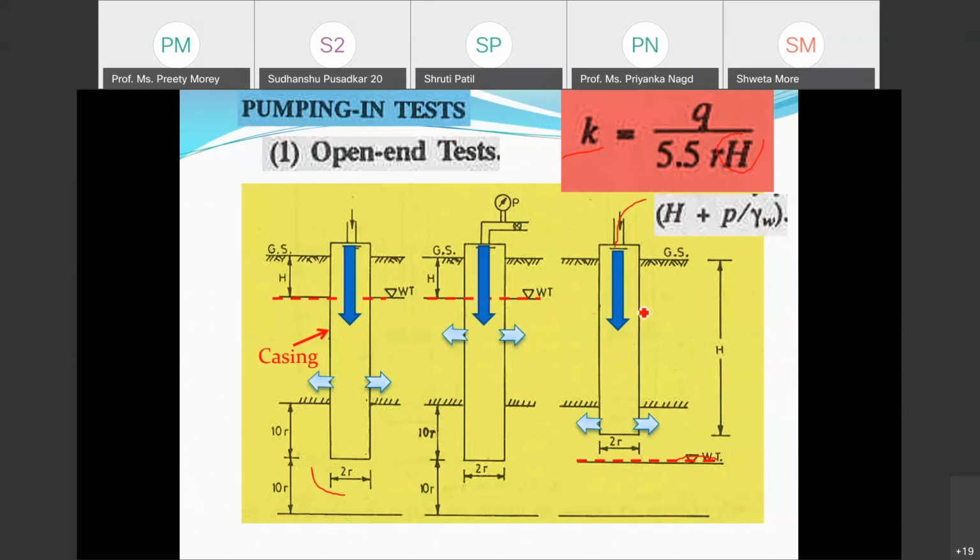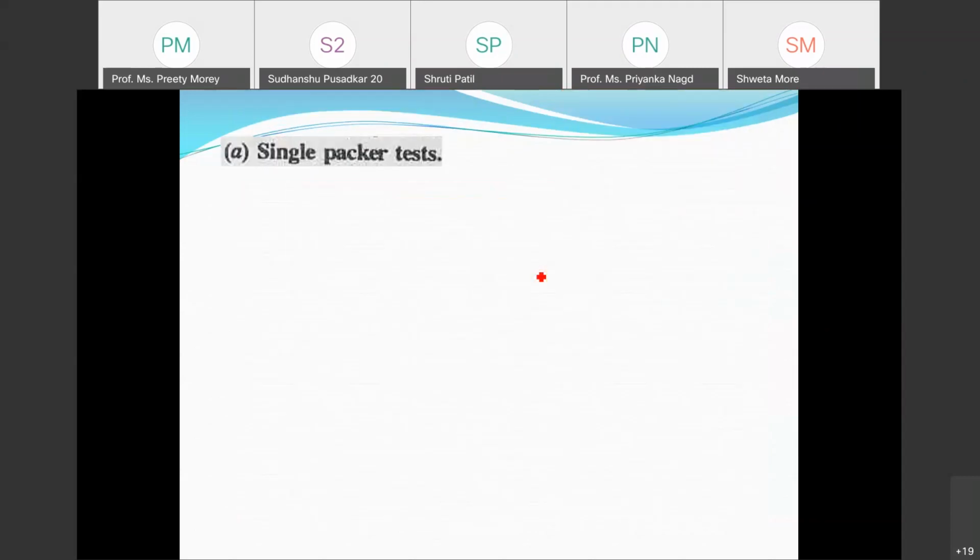This H is equal to H plus P upon gamma W. That is the pressure at which we are forcing water inside. This is the pump which I had placed here, which is under the pressure P. So at what head this water has been pressed in, I have to take into account, and that will be converted into the pressure head. So H plus P by gamma W will be added here to get the value of H.